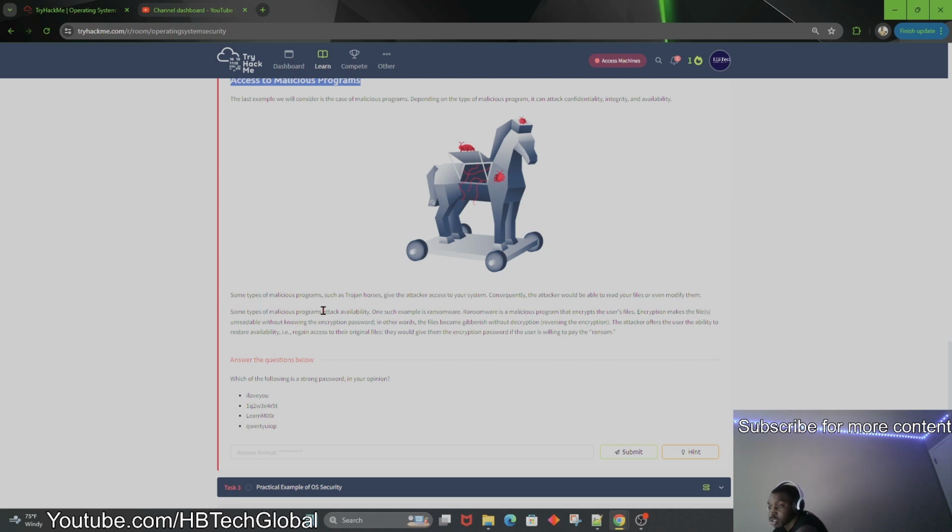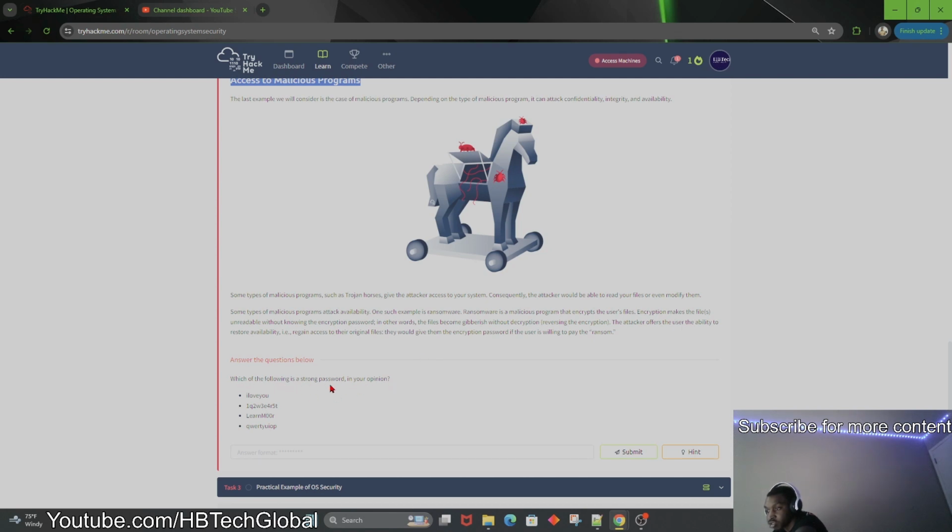Some types of malicious programs attack availability. One such example is ransomware, and that is popular. Ransomware is a malicious program that encrypts the user's files. Encryption makes the files unreadable without knowing the encryption password. In other words, the file becomes gibberish, so you'll have to reverse the encryption. The attacker offers the user the ability to restore availability, for example, regain access to their original files. They would give the encryption password if the user is willing to pay the ransom, which you've seen happen multiple times.